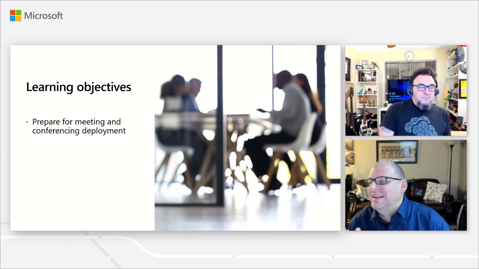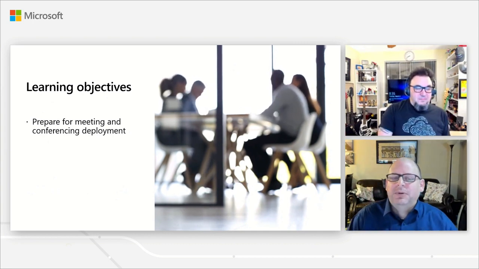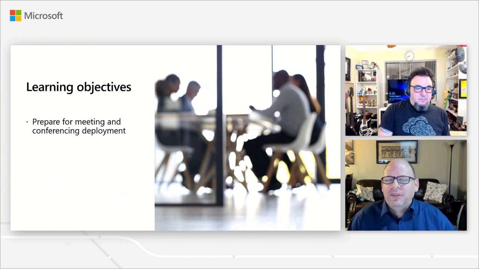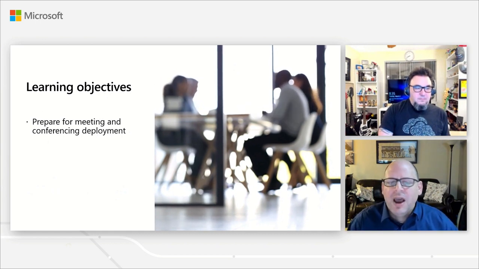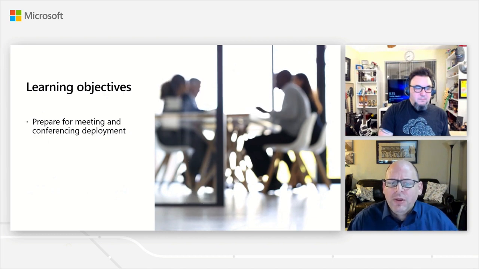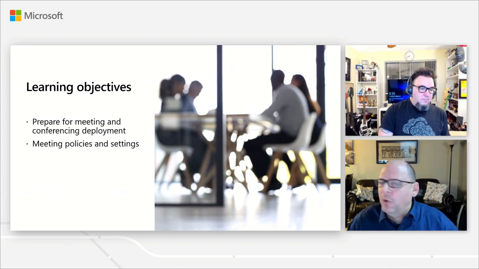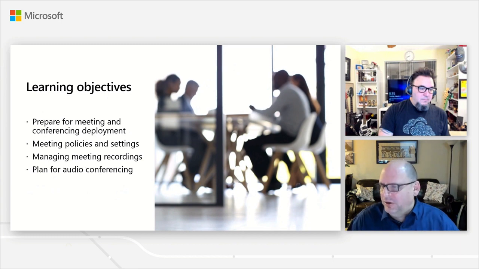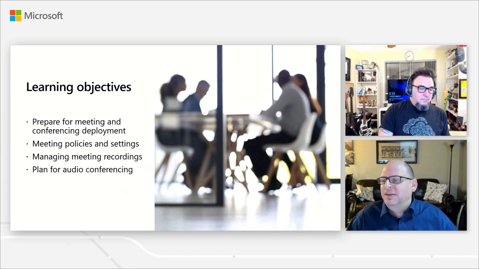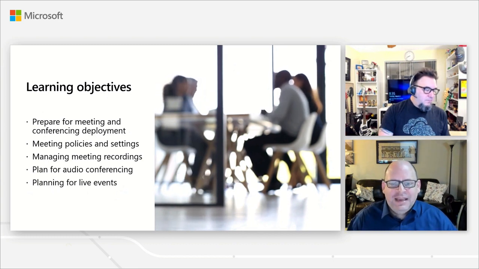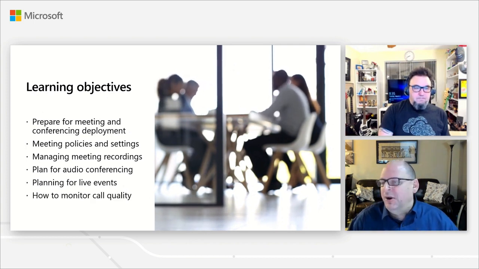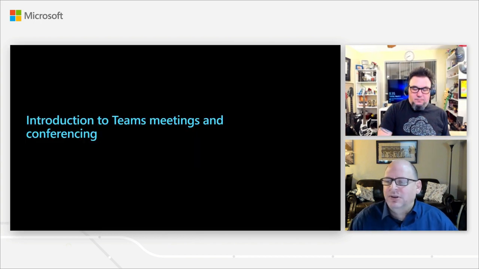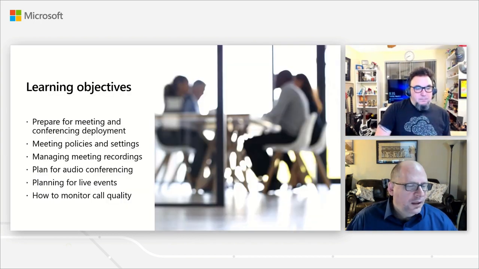We want to prepare for meeting and conference deployment. So once you've already deployed Teams, we want to prepare for those meetings, setting up meeting policies, audio conferencing, those kinds of things. What are those settings? What about recordings? What about audio conferencing? As I said, what about live events, the things that we're doing here at Ignite? And then how do we, at the end, monitor this so that we can make it better, so we can actually find out if our call quality is good enough or if we need to make some tweaks?